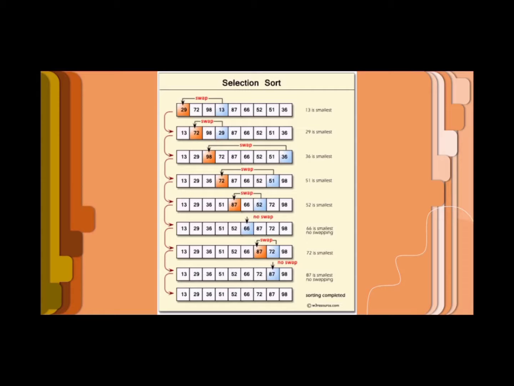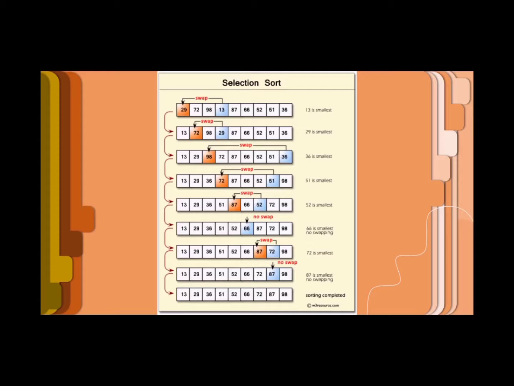And in the third position, the same process is applied to the rest of the items in the array. So the same in the third position, 98, it looks for the lowest value, 36, so it swaps with 98.